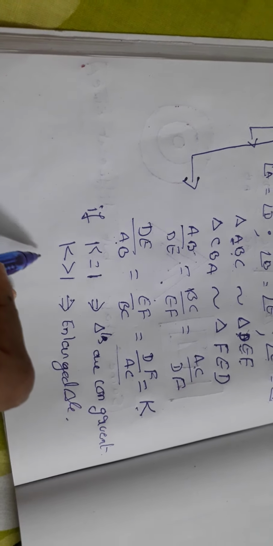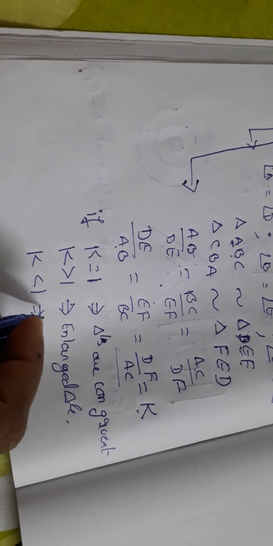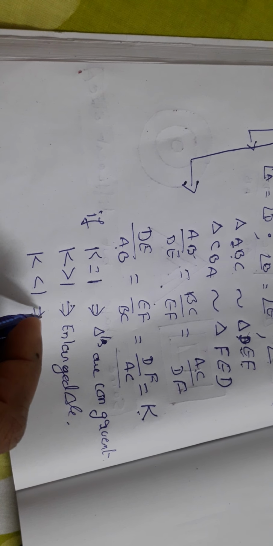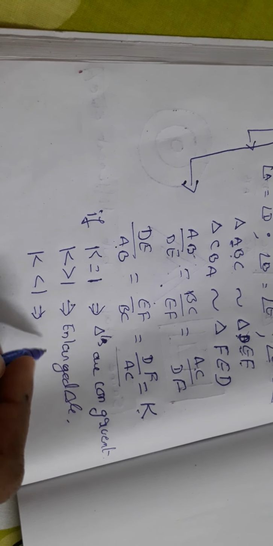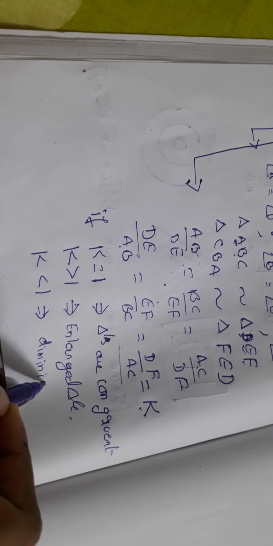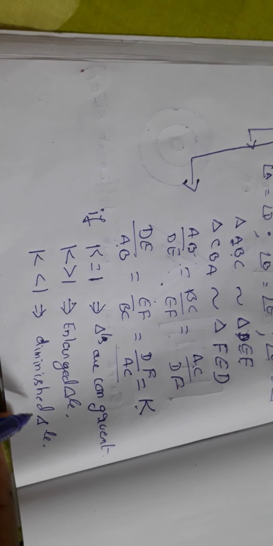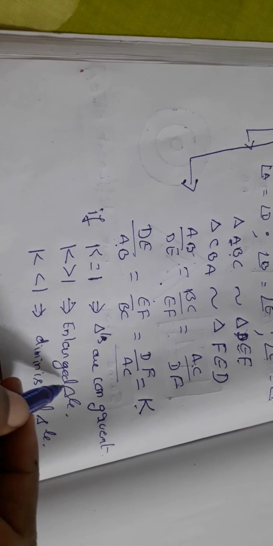Right, then next when K is less than 1, so what do we get? We get a smaller triangle. That means the size is reduced. So we can say that it is diminished or smaller in size. So we will get a diminished triangle. That means the triangle, of course, is going to be similar.